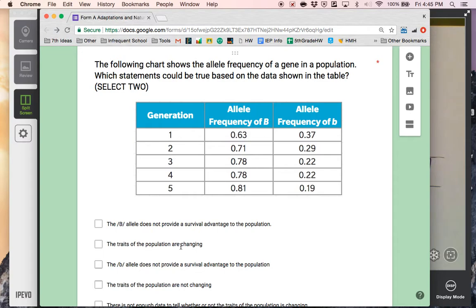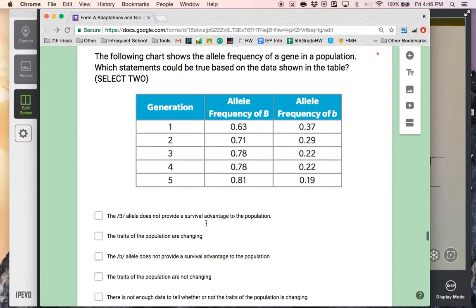The traits of the population are changing. I would say they are, because if you think about it, these alleles are traits, and they're not the same. They're changing. Both of them are. If they were staying the same, that would mean those alleles are always the same, and that's not true. They're both changing, so I kind of like this one. Clearly they are, because these frequencies are changing.